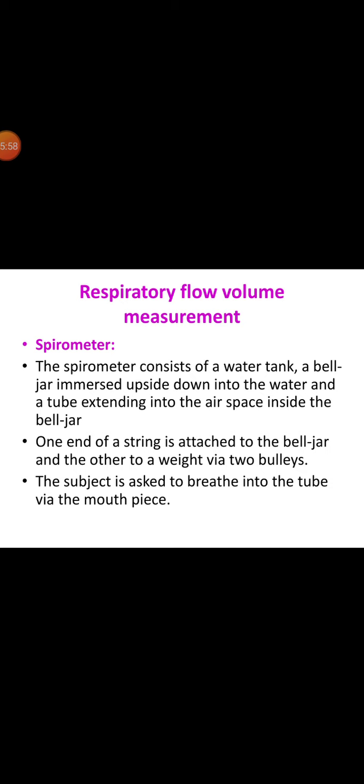The spirometer consists of a water tank, a bell jar immersed upside down into the water, and a tube extending into the airspace inside the bell jar. One end of the string is attached to the bell jar and the other to a weight via two pulleys. The subject is asked to breathe into the tube via the mouthpiece, that you can see in this figure.